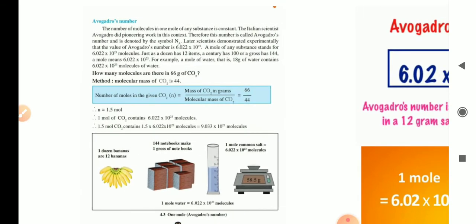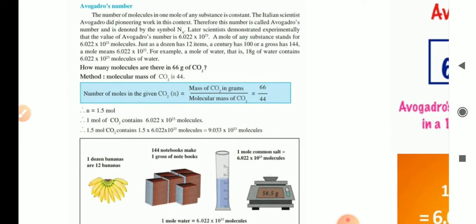The number of molecules in 1 mole of any substance is constant. The Italian scientist Avogadro did pioneering work in this context. Therefore, this number is called Avogadro's number and is denoted by the symbol Na. Later, scientists demonstrated experimentally that Avogadro's number is 6.022 into 10 raised to 23. A mole of any substance stands for 6.022 into 10 raised to 23 molecules.